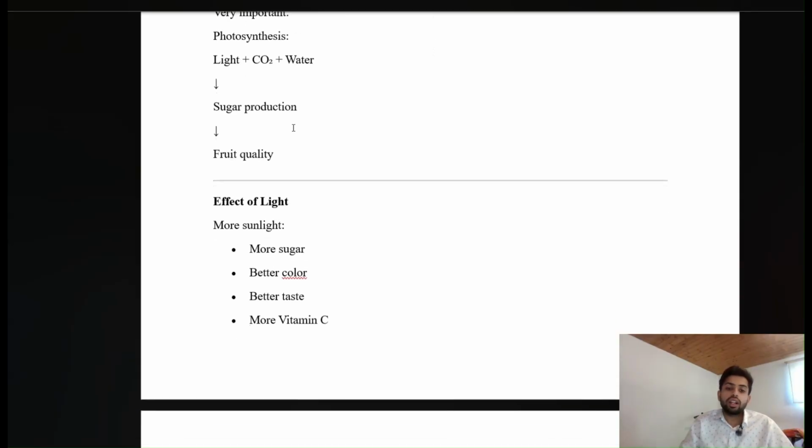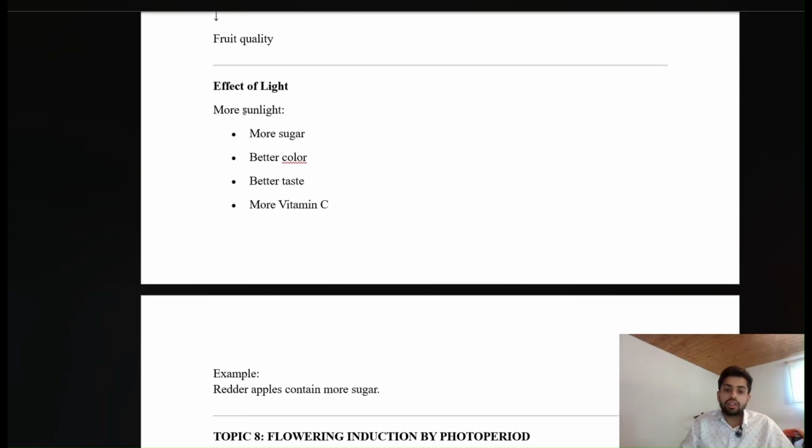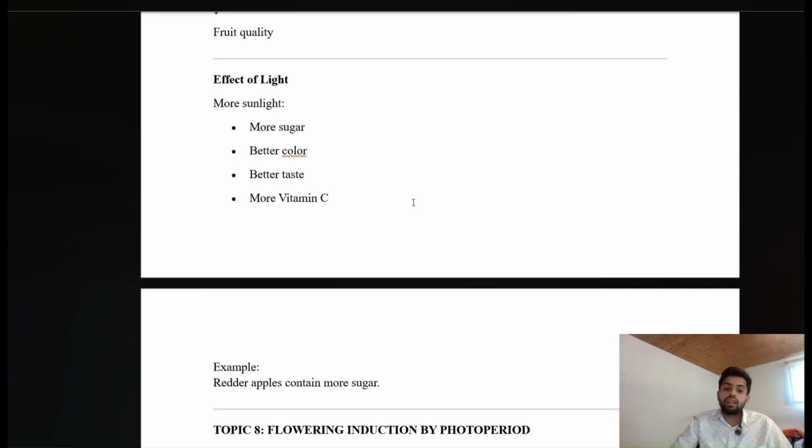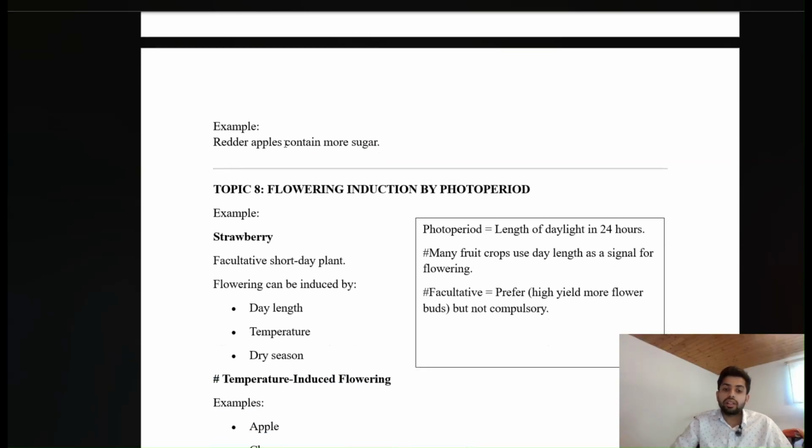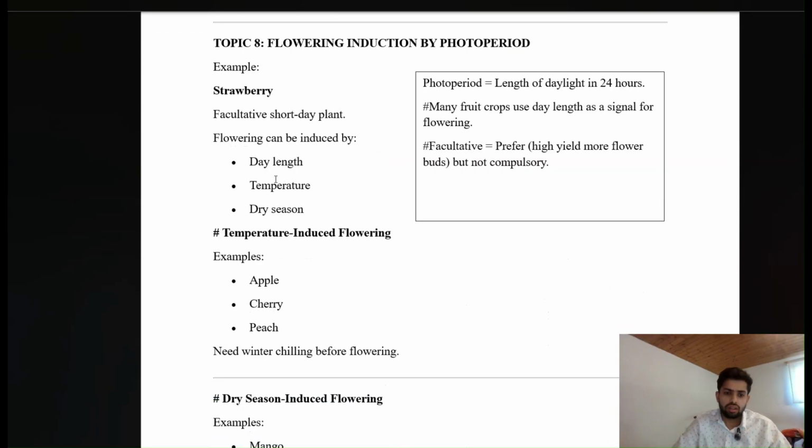And what are the effects of light? If there is more sunlight, then there is more sugar, better color, better taste, and more vitamin C. For example, redder apples contain more sugar.